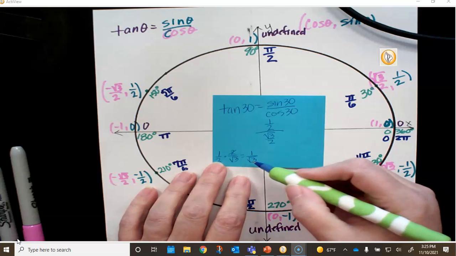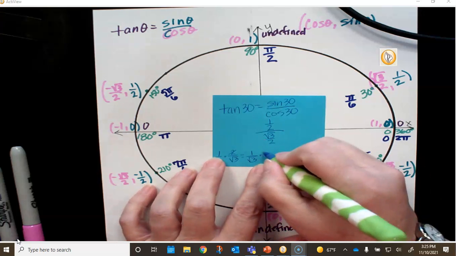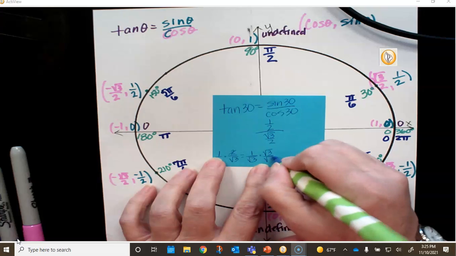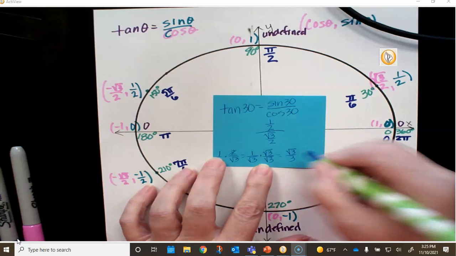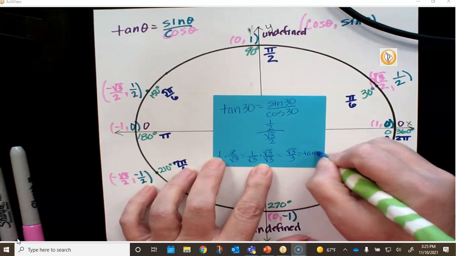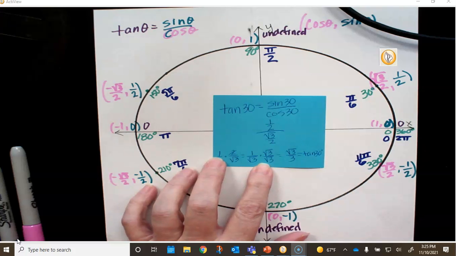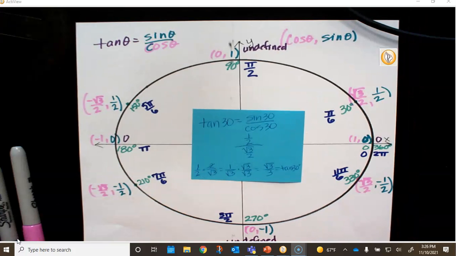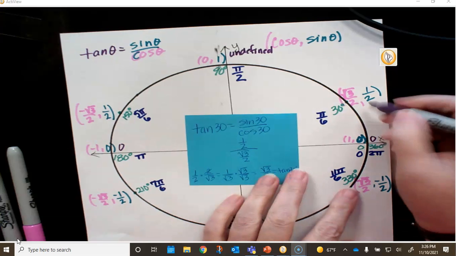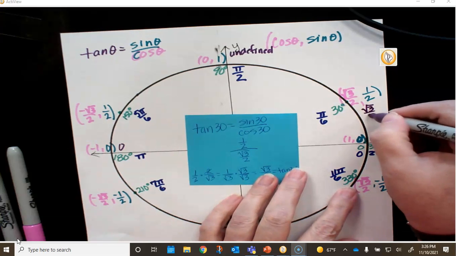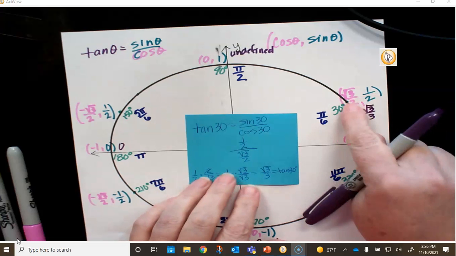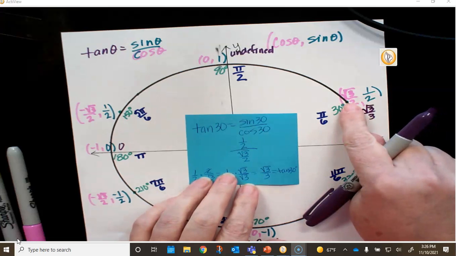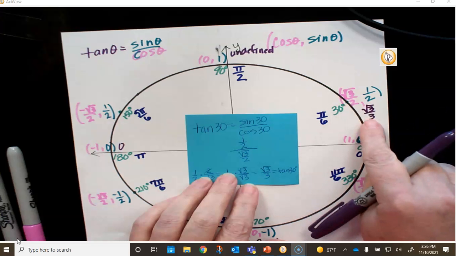Can't leave our denominator having a radical in it, so we multiply numerator and denominator by the square root of 3. So we now have the square root of 3 divided by 3. And that's the tangent of 30 degrees. So that tells me my tangent here is the square root of 3 divided by 3. So in the first quadrant, the tangent's positive because it's positive divided by a positive. Positive divided by positive is positive.